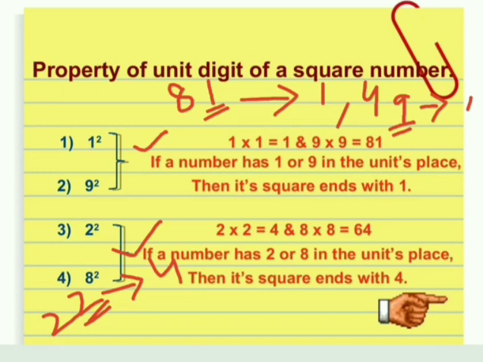If we take 28 as the example, see here, in the unit place we are having the digit 8. So when we find out the square of 28, again in its unit place we will find 4. 4 will be in the unit place of the square of 28.